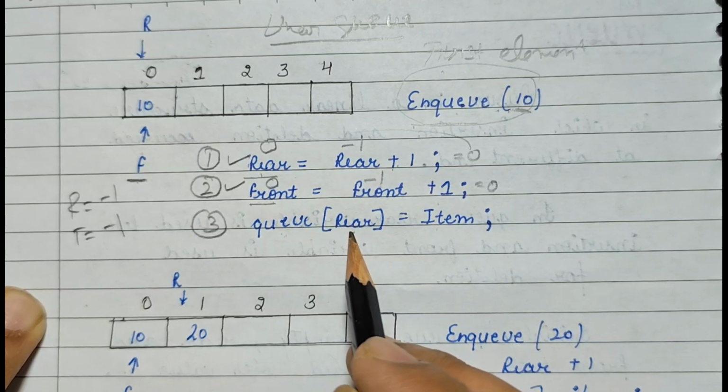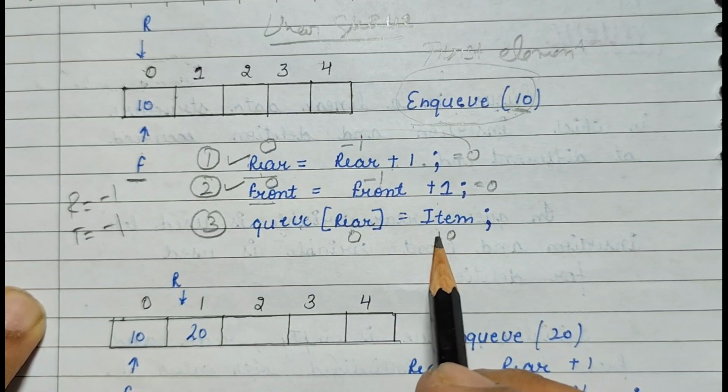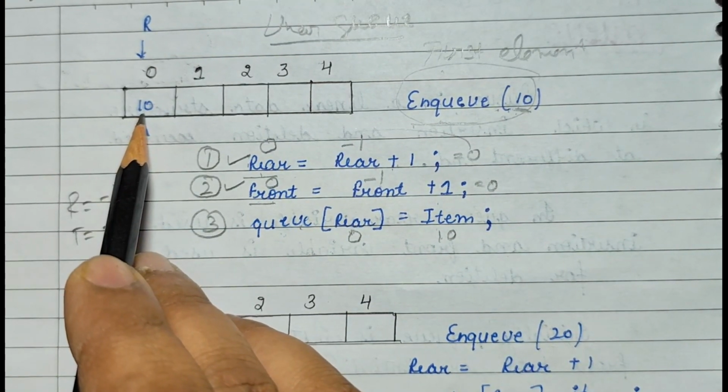So here rear has a value 0. So Q of 0 is equal to 10 because our item is 10. So 10 is inserted here.